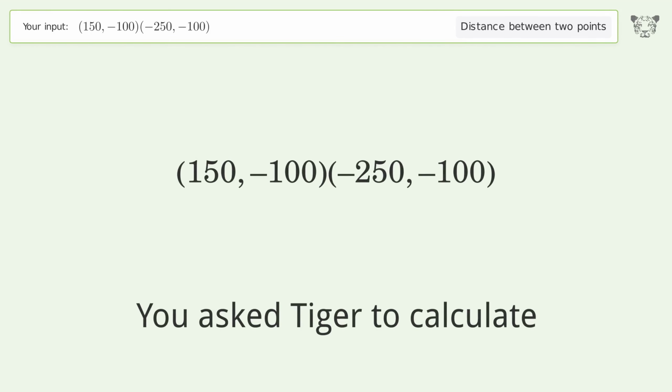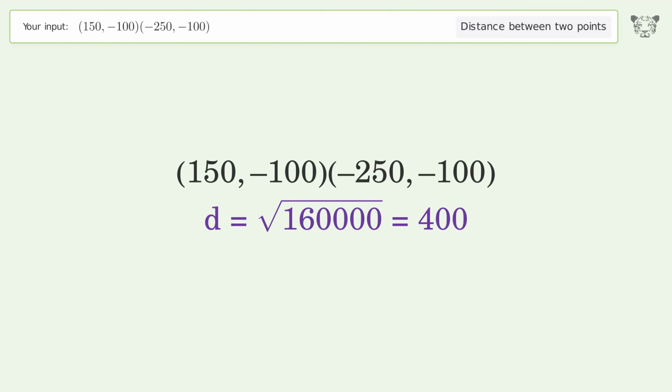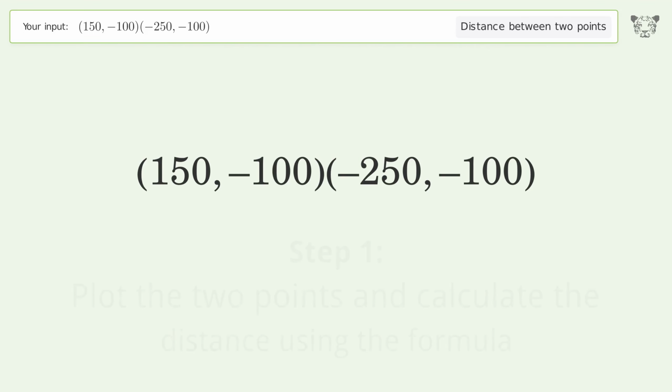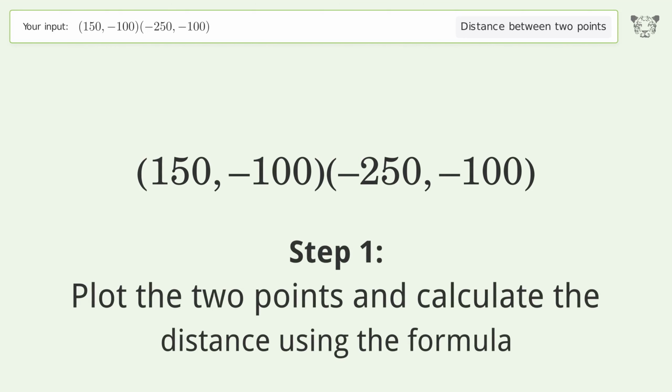You ask Tiger to calculate. This deals with the distance between 2 points. The distance between the 2 points is the square root of 160,000, or 400. Let's solve it step by step. Plot the 2 points and calculate the distance using the formula.